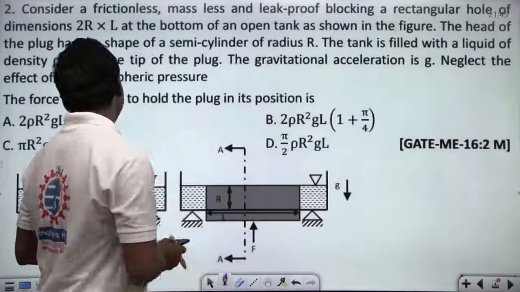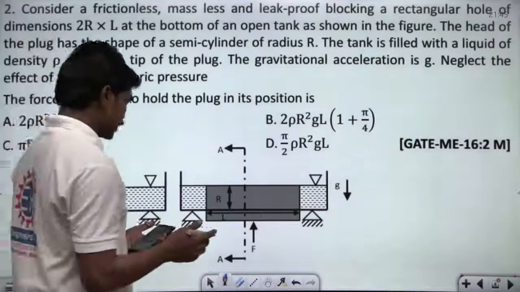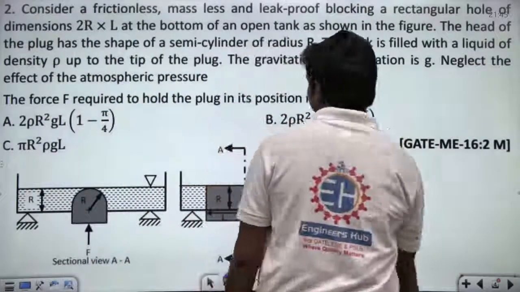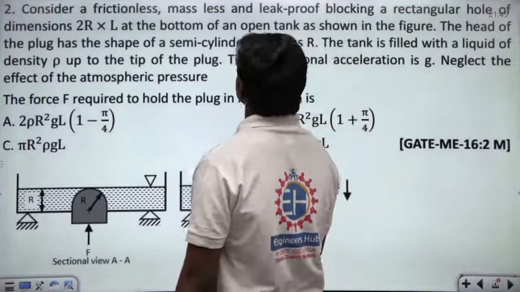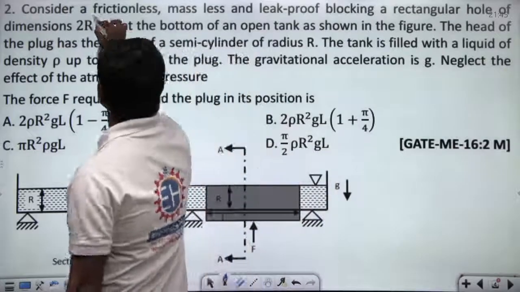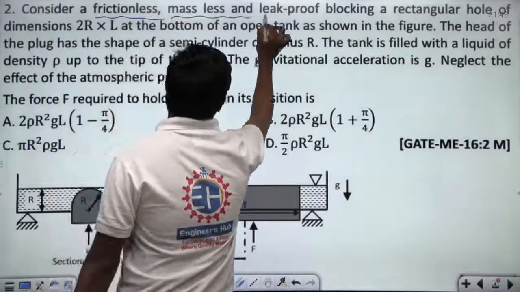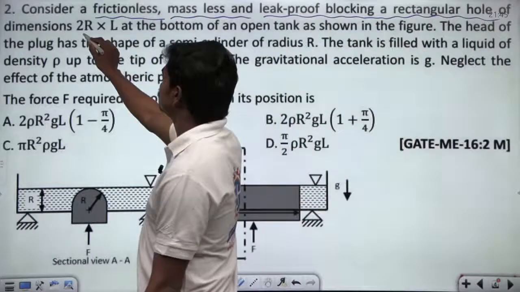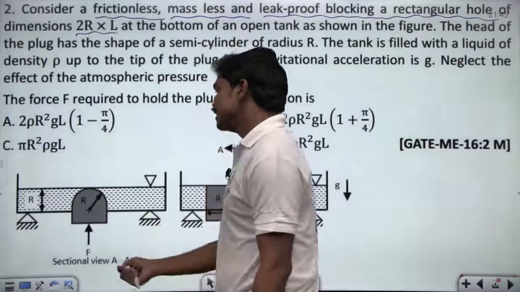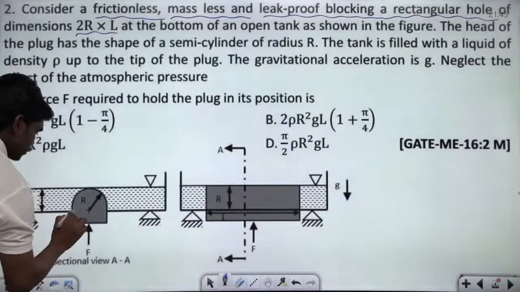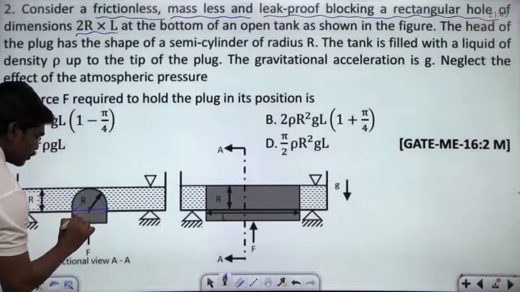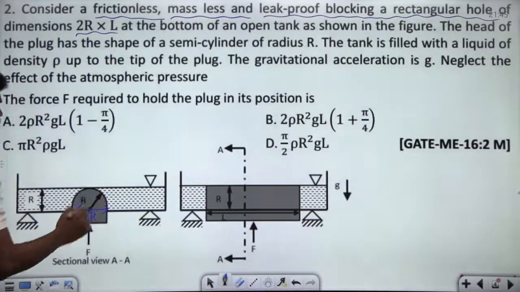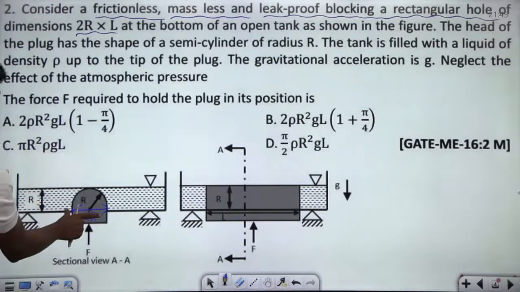So there is one next question. Please try to see this. Consider, it's a question from 2016 mechanical basically. Consider a frictionless, massless, leak-proof plug blocking a rectangular hole of dimensions 2r by L. Basically this length is 2r, because it's a semicircular head, so it's r. So the total length is 2r.